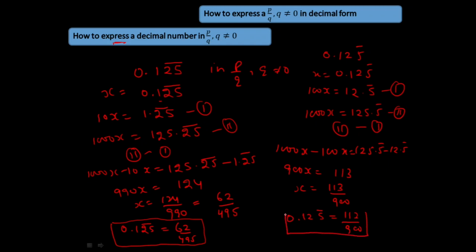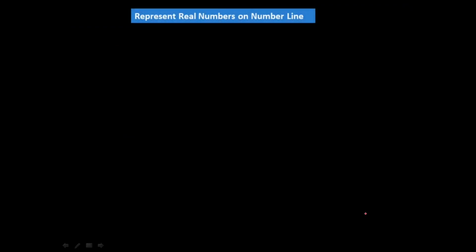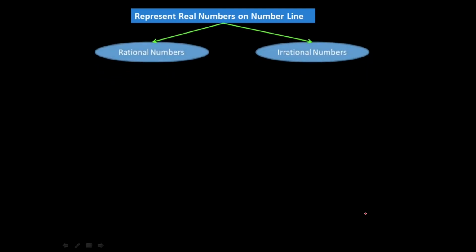I think the concept is clear so far. Now you can solve every kind of question. Let's move to the next slide. How to represent a real number on the number line. Now, what do you mean by real numbers here? A real number can be a rational number as well as an irrational number. So in this concept, we have two sub-concepts: one based on rational numbers and the second based on irrational numbers.